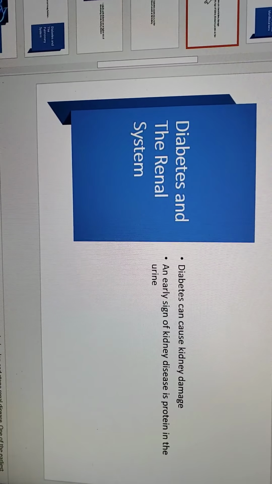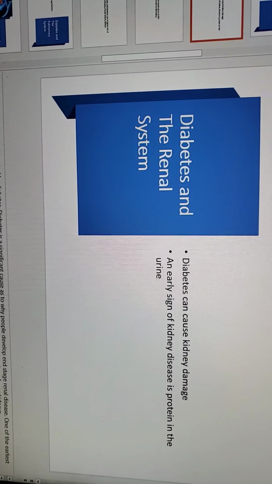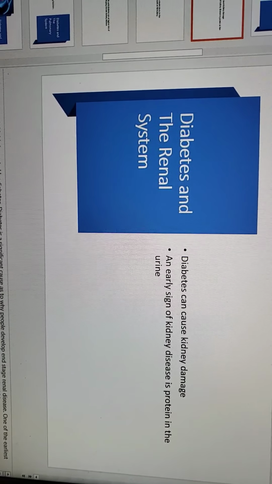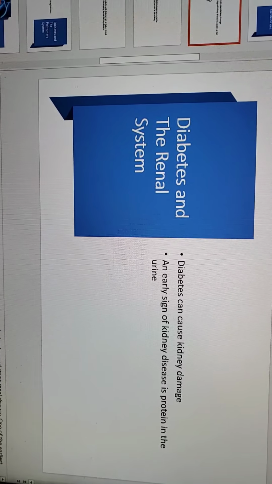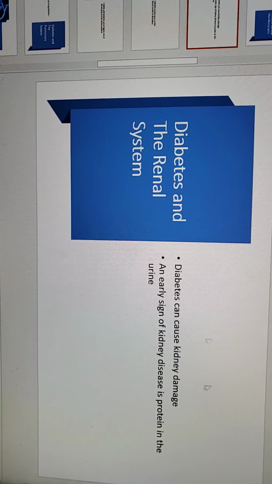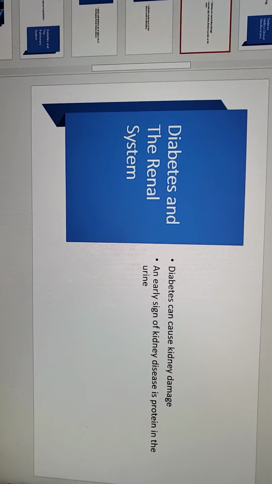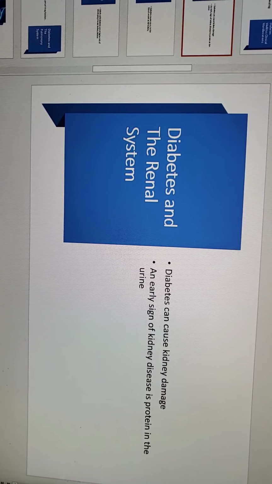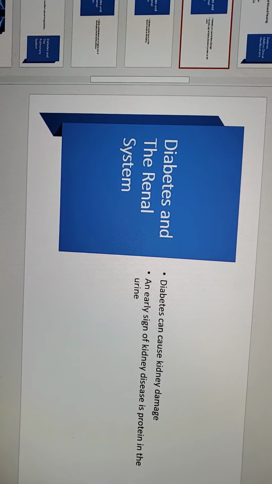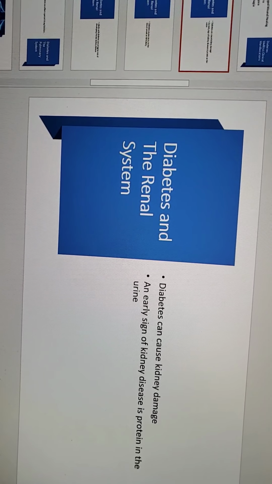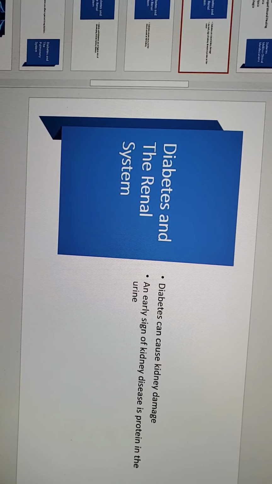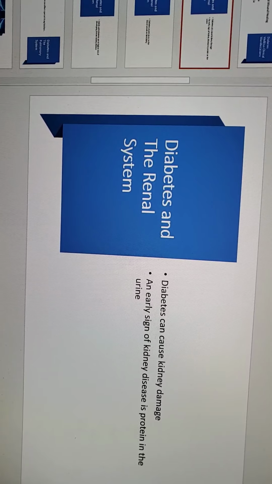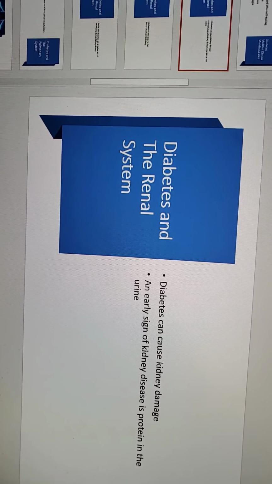Going to talk about diabetes and the renal system, and diabetes can cause kidney damage. An early sign of kidney disease is protein in the urine. The renal system is highly impacted by diabetes. Diabetes is a significant cause as to why people develop end-stage renal disease. One of the earliest signs of kidney disease is protein in the urine. By controlling your blood sugar level, you can aid in the protection of your kidneys.